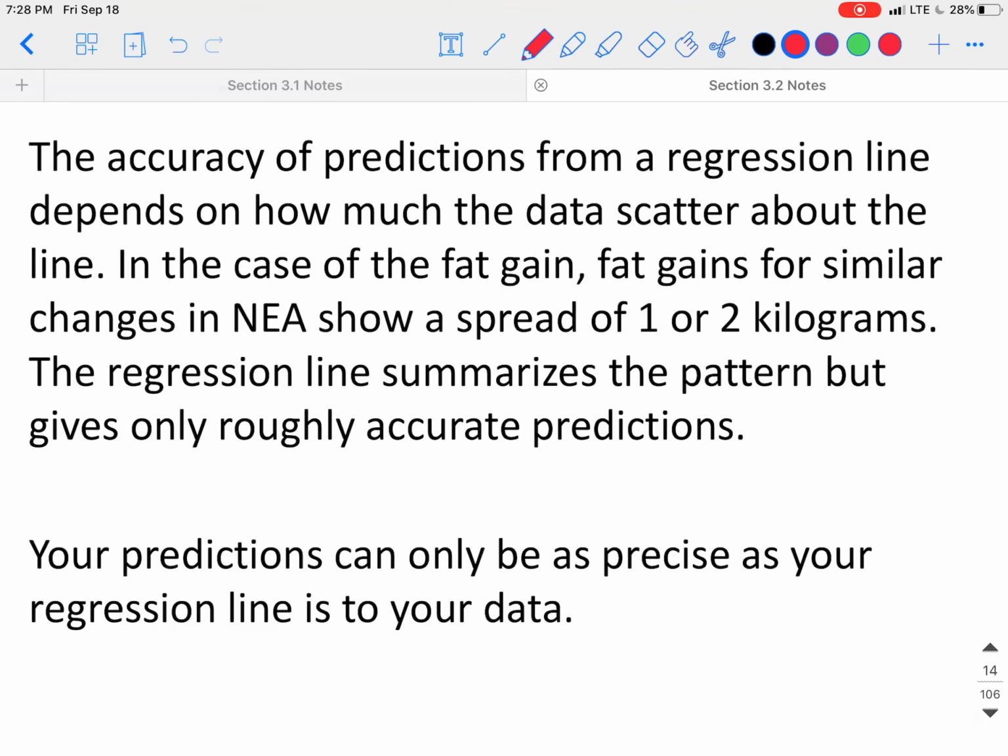The accuracy of prediction from a regression line depends on how much the data scatter about the line. In the case of the fat gains, similar changes in NEA show a spread of 1 or 2 kilograms. The regression line summarizes the pattern, but gives only rough, accurate predictions. Your predictions can only be as precise as your regression line is to your data. So the better your R value is, which means the closer it is to 1 or negative 1, the better your predictions will be with your equation.